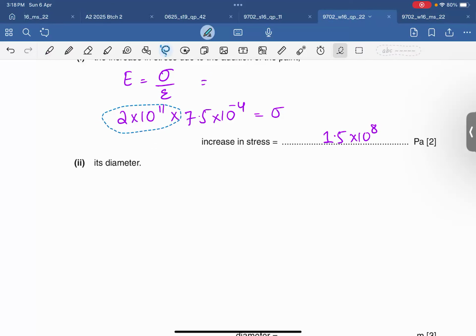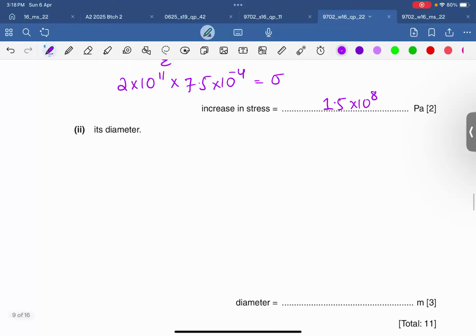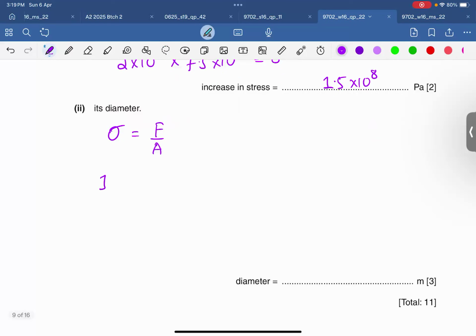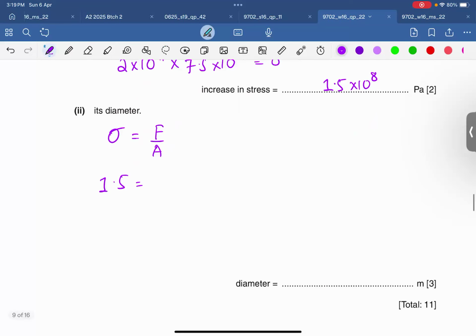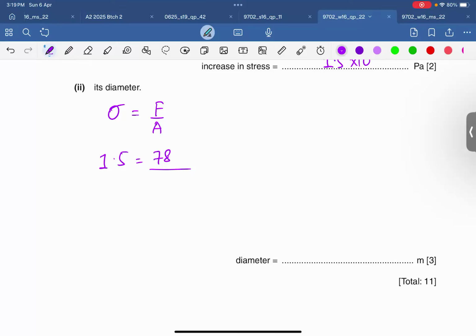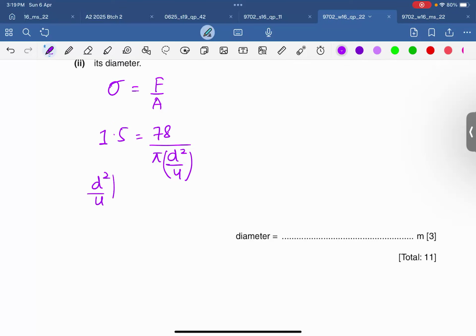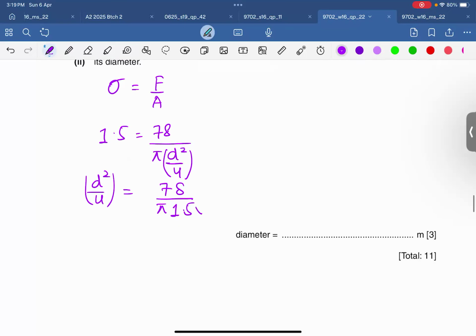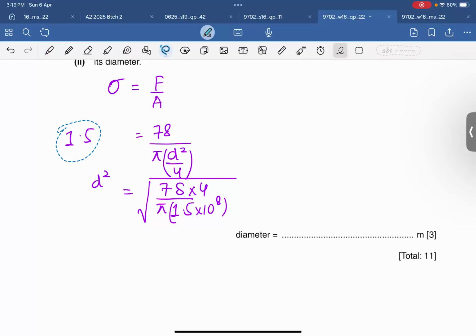Now, what will you do for the diameter? Sir, now we can use FL over AE. No, still not, because we don't have the area. Use the same stress formula, F over A, right? You have the stress from the previous part, so you can use that, and you have the force that is 78 Newton. You know that area is basically pi d square over 4. Just do the cross multiplication, so d square over 4 will be taken to that side. 78 divided by pi times 1.5 exponent 8, and times it by 4, and under root the whole thing. So, how much?